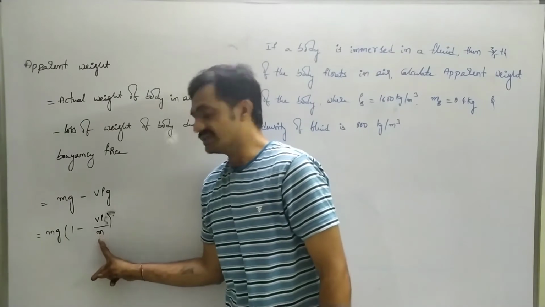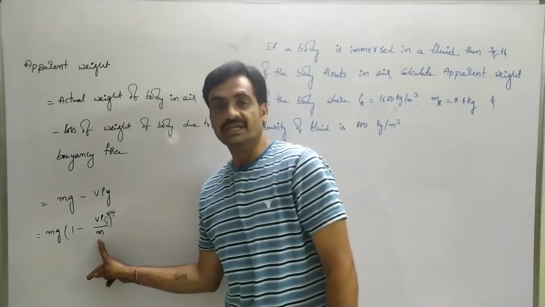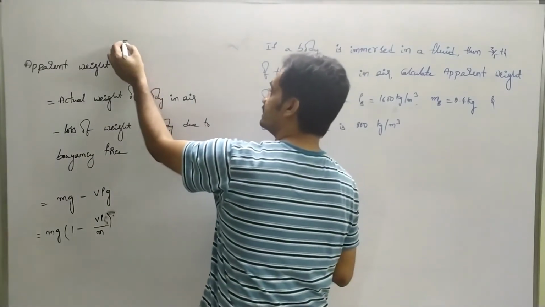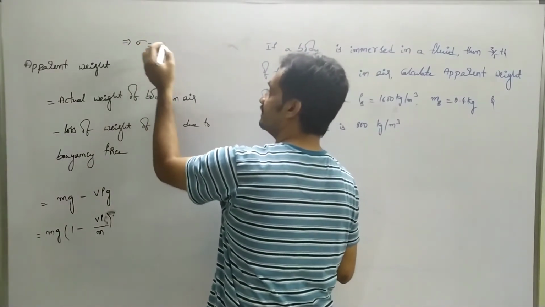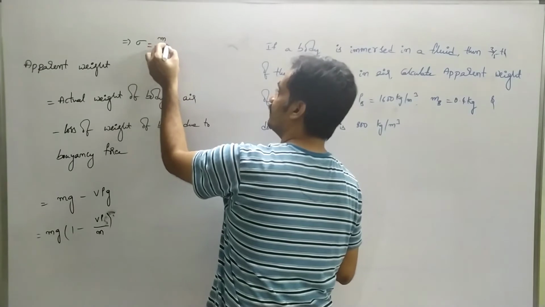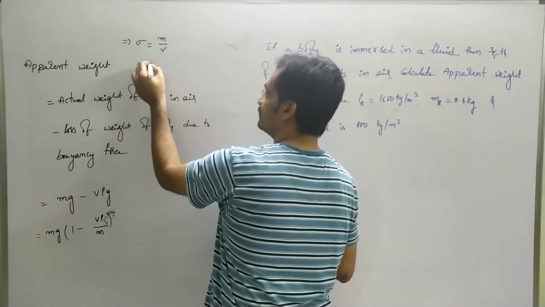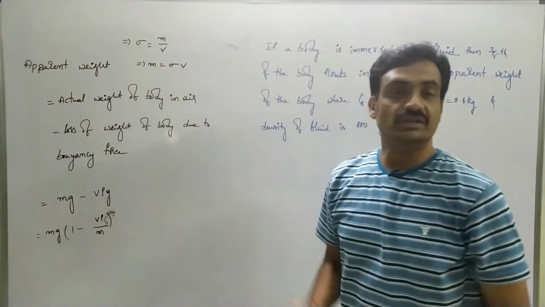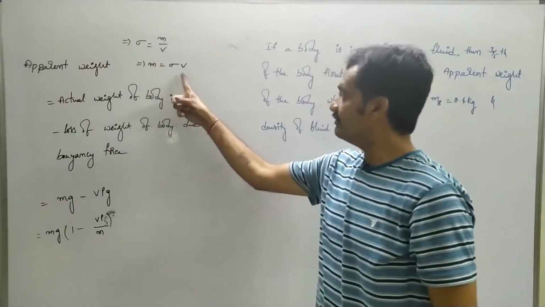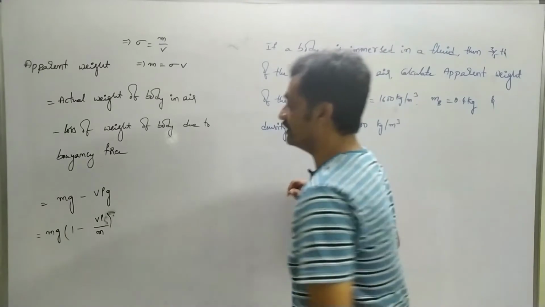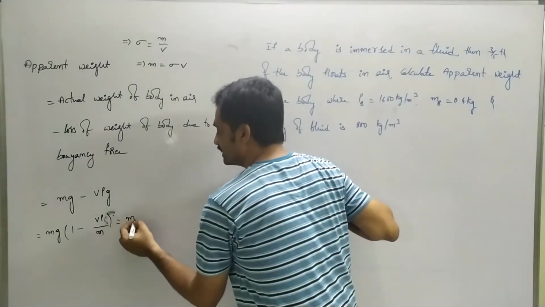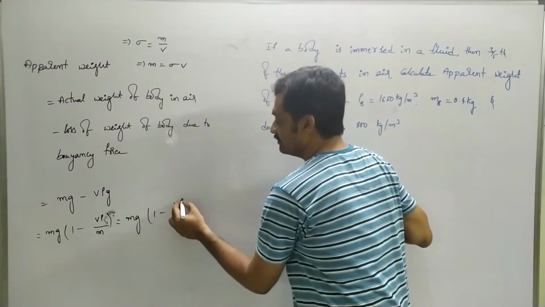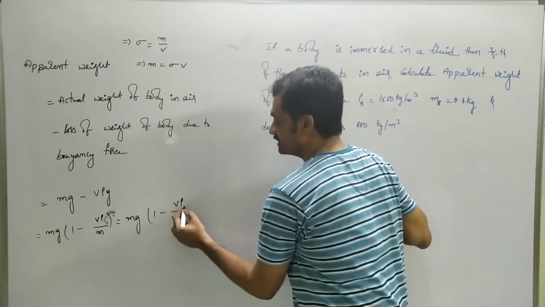Here m is the mass of the body. If we consider the density of the body as sigma equals mass by volume, then the mass of the body can be represented as sigma into V, density into volume. So in the place of m we can substitute sigma into V. As we substitute here, the expression can be represented as mg into 1 minus V rho by V sigma.